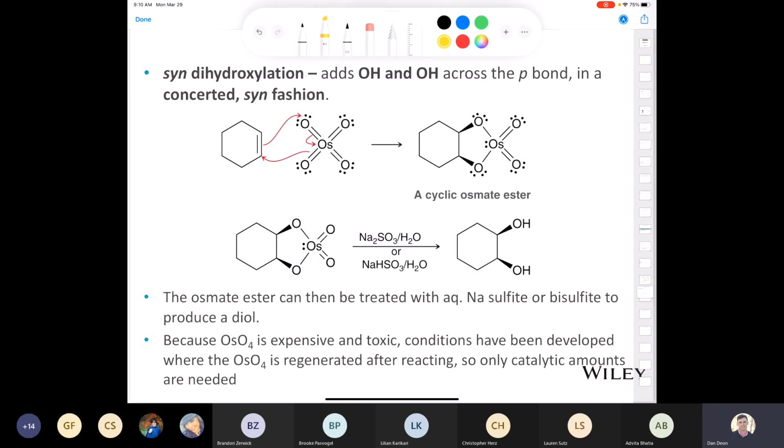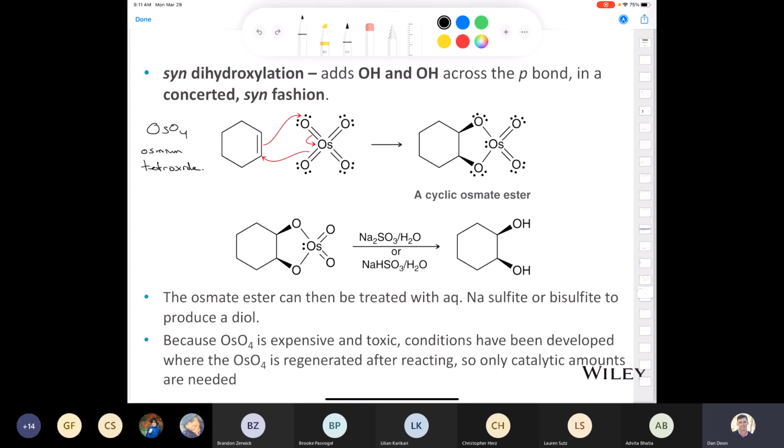So syn dihydroxylation just adds both hydroxyls on the same face of the molecule. There are a bunch of ways to do this. You can use this compound, which is OsO4, called osmium tetroxide. The reason I showed this mechanism is that, since it's concerted, you can see why both of the hydroxyls end up on the same face of the molecule. You end up with this thing called an osmate ester.